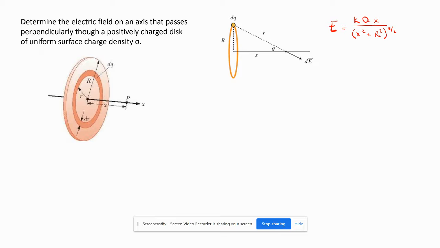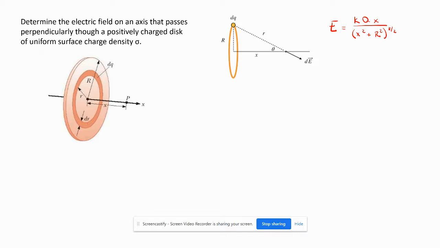And if you don't remember how we got that, you can look back on the video for ring of charge. We're going to have to use that result because if we think about this disk as a series of concentric rings that get larger and larger, if we add up all those electric fields from those rings that make up this disk, we'll have the total electric field from the disk.